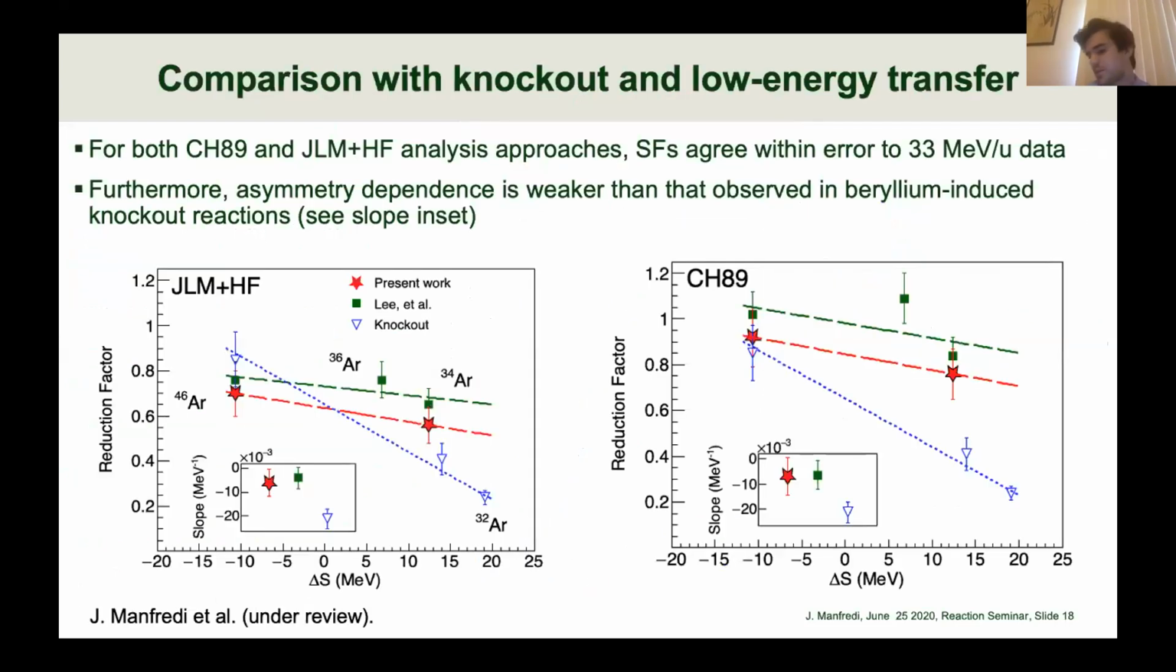Okay, so now we can compare with the knockout and with the low energy transfer. And on the left is the reduction factor versus delta S for the JLM plus Hartree-Fock. And on the right is the same thing for the Chapel Hill 89.